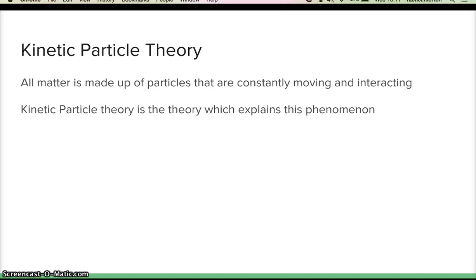Okay, in this video we're going to look at kinetic particle theory, or it's more commonly known as particle theory in general. The basis of it is that all matter is made up of particles which constantly move and interact. Kinetic particle theory is a theory which explains this phenomenon, and then we use that to explain different properties of substances. So why is a solid, why is a liquid, and why do they behave the way that they do?